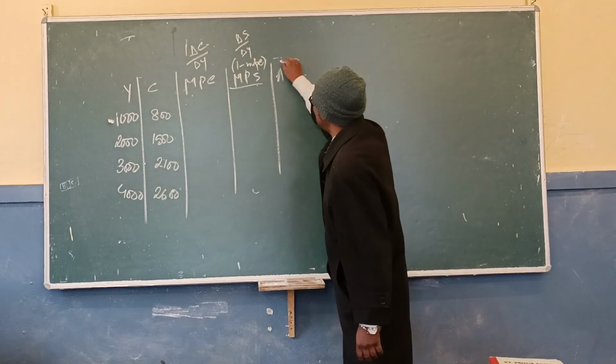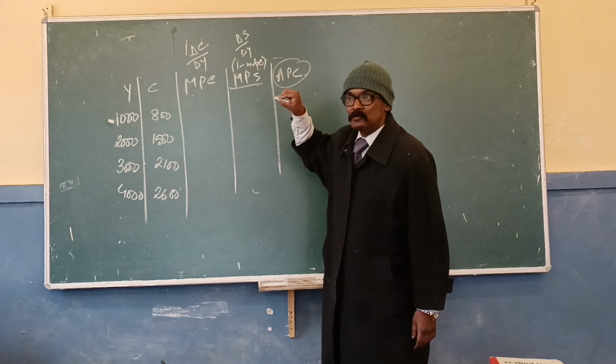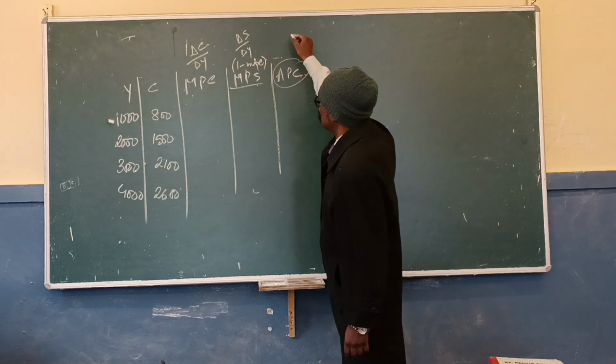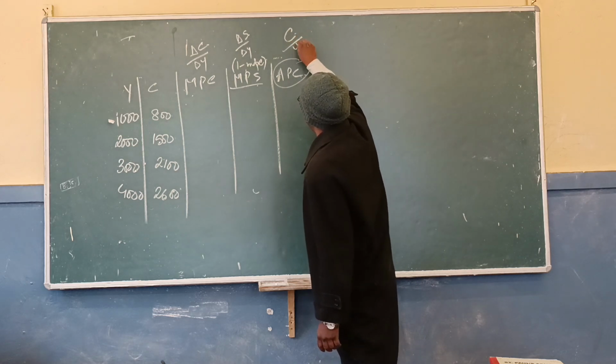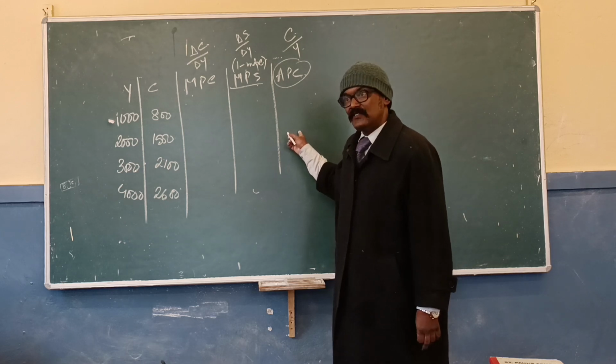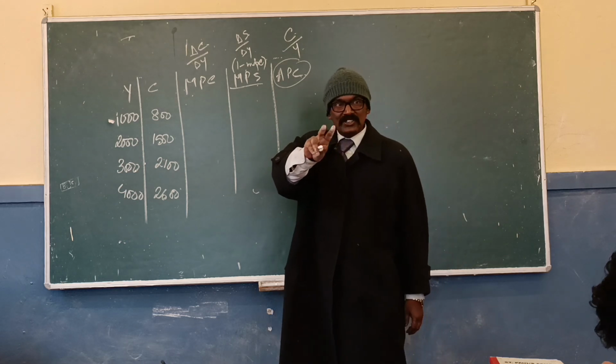And next one is average propensity to consume. Average means what? Total. So total consumption divided by total income. Is it okay? So a 2 marks question here you can definitely get. Okay, 2 minutes time. Complete it.